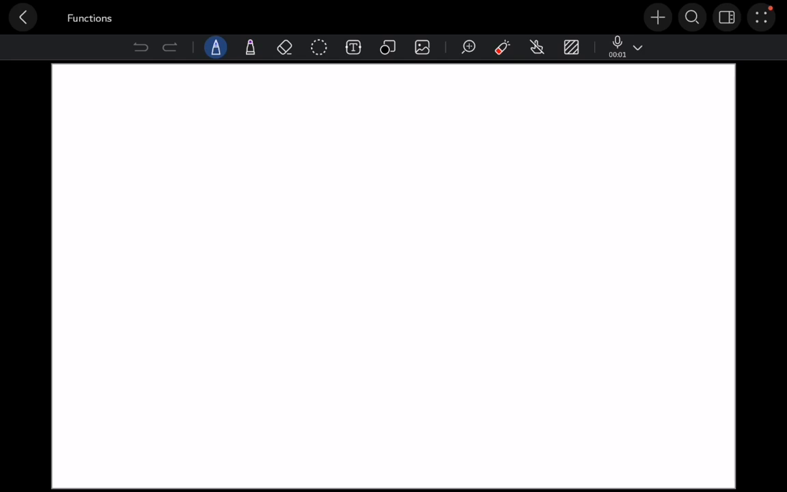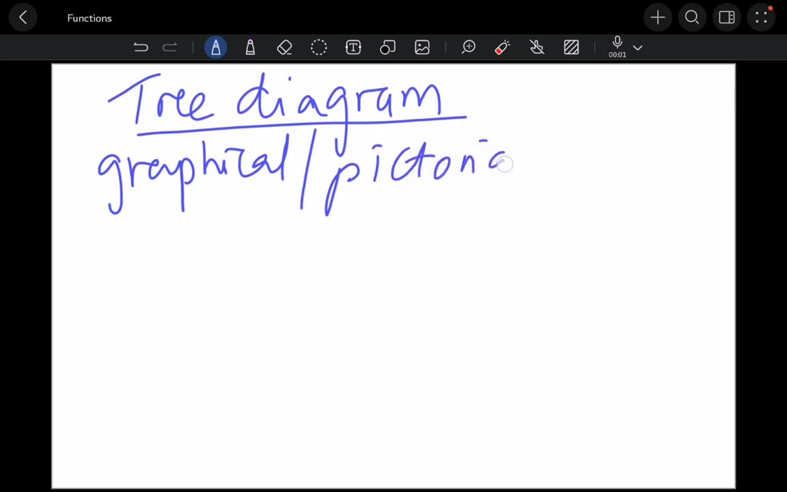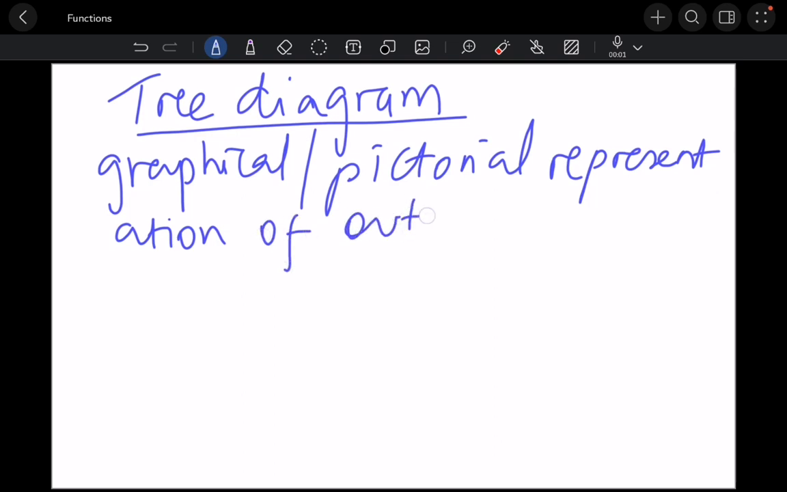What is a tree diagram? In the context of probability, a tree diagram is just a graphical or pictorial representation of outcomes and probabilities.